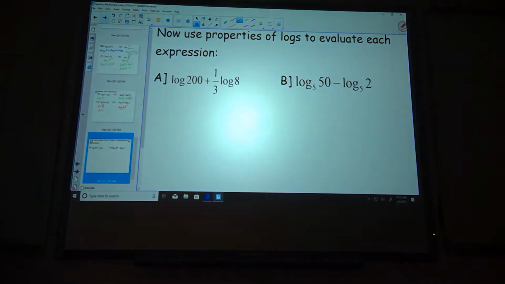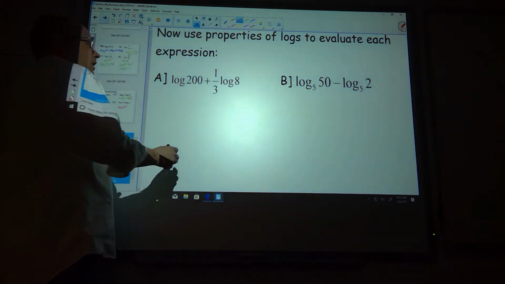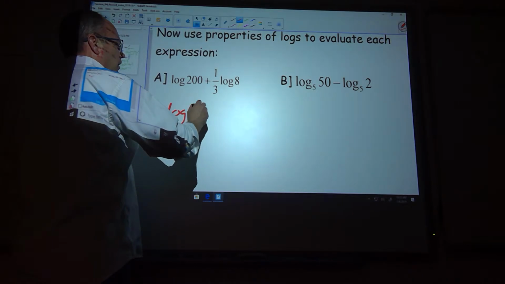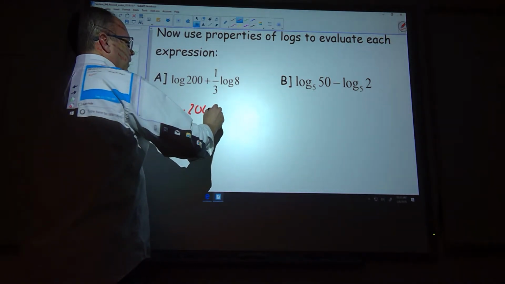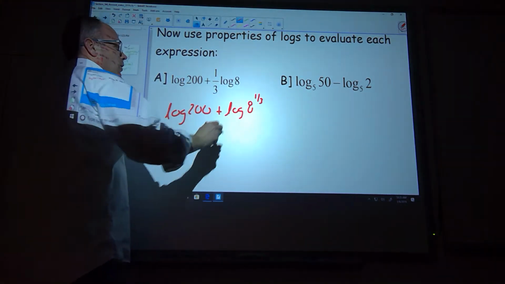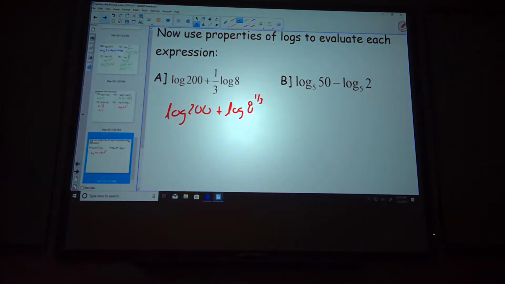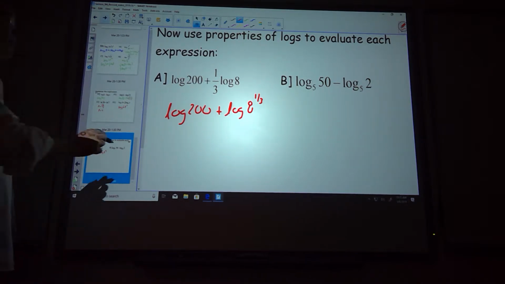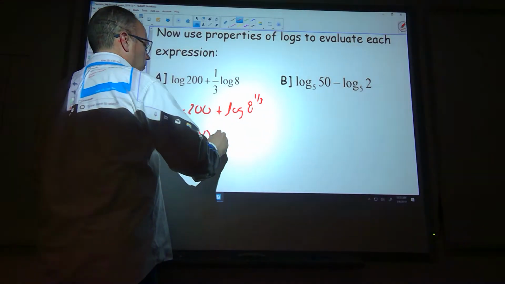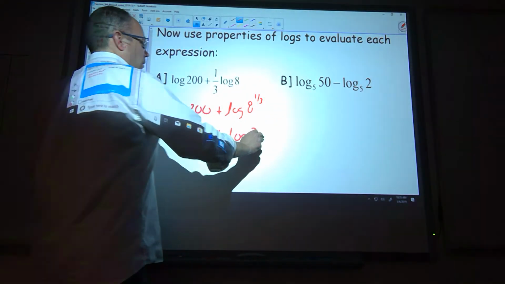Nice. All right, now use the properties of logs to evaluate the expression. Okay. So let's put things back together. So I have log 200 plus log of 8 to the 1/3. What's the 1/3 power of 8? 2. Does everyone agree with that so far?